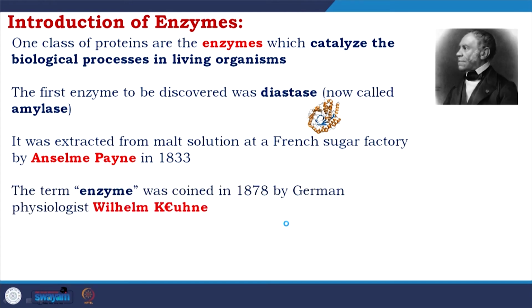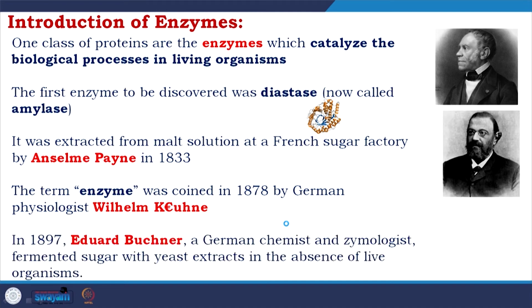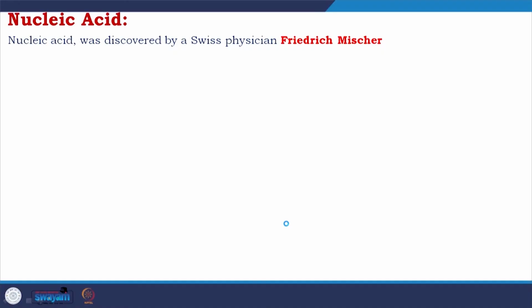The term enzyme was coined in 1878 by German physiologist Wilhelm Kühne. In 1897, Eduard Buchner, a German chemist and zymologist, fermented sugar with yeast extracts in the absence of live organisms. This also shows that the enzyme could work without the presence of a living organism. So, another breakthrough innovation at the same time.